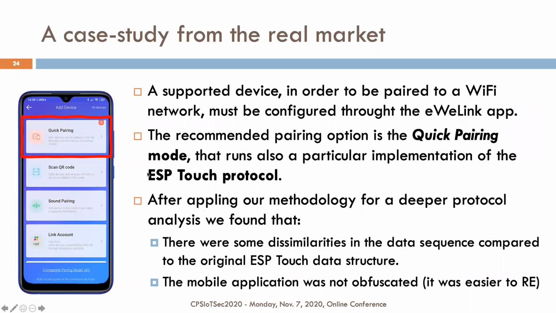But a supported device, in order to be paired to a Wi-Fi network, must be configured through the mobile application. The recommended pairing option is the Wi-Fi pairing mode that runs a particular implementation of the ESP-Touch protocol. After applying our methodology, we found that there were some dissimilarities in the data sequence compared to the original ESP-Touch data structure, and also that the mobile application was not obfuscated.